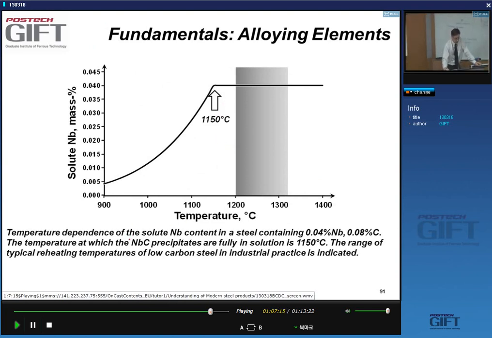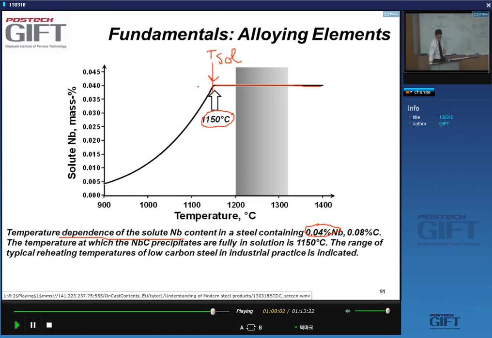For instance, this is the temperature dependence of solute niobium. This is a very realistic calculation. So I have 400 ppm of niobium. At high temperatures, it's fully in solution. And then I hit the solubility temperature, which turns out to be 1150, and then the niobium carbide starts to precipitate. It doesn't precipitate all of it suddenly, massively, right? It precipitates gradually. So it will reduce from 400 ppm to 50 ppm, going from about 1150 to 900, yes?